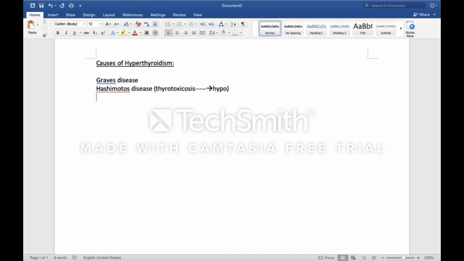There are many other conditions, such as toxic adenoma. It's a small adenoma which is producing more and more thyroid hormone.